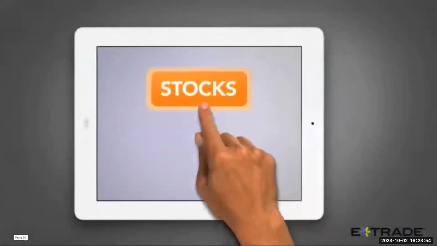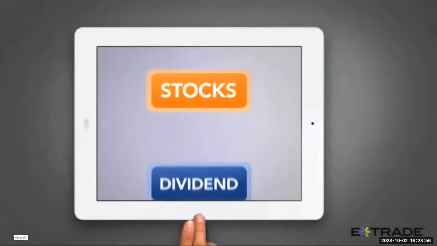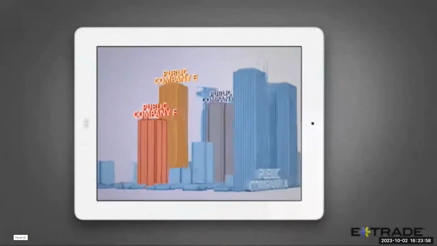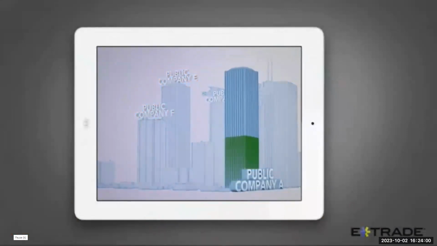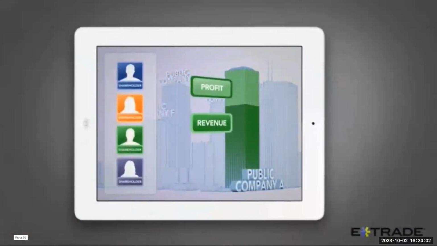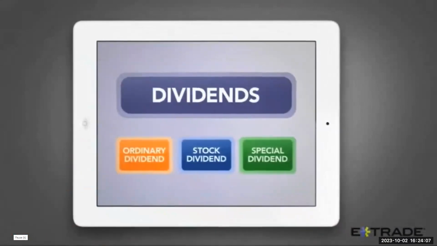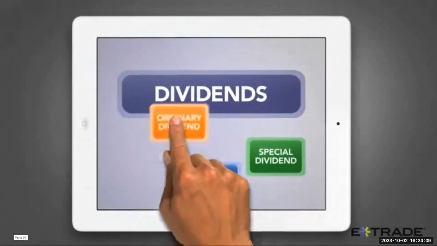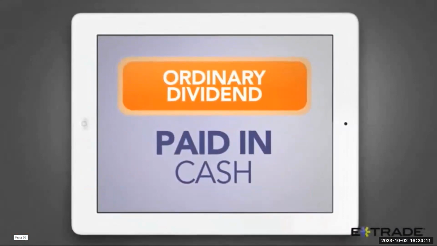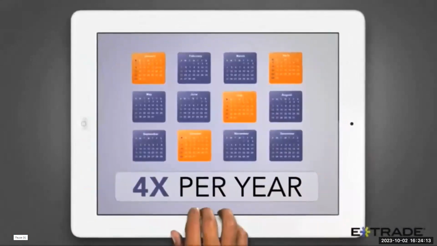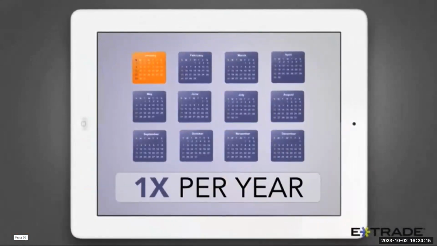One reason investors buy stocks is for the dividend payment. When investors buy stock in a public company, they own a part of that company. Dividends are a portion of a company's profit that the company decides to share with stockholders. There are three types of dividends. Ordinary dividends. This is the most common. It's paid in cash and may be paid quarterly, semi-annually, or annually.